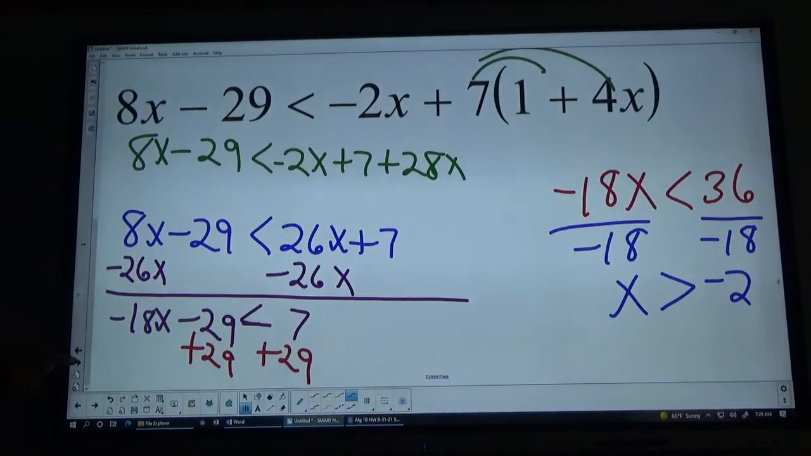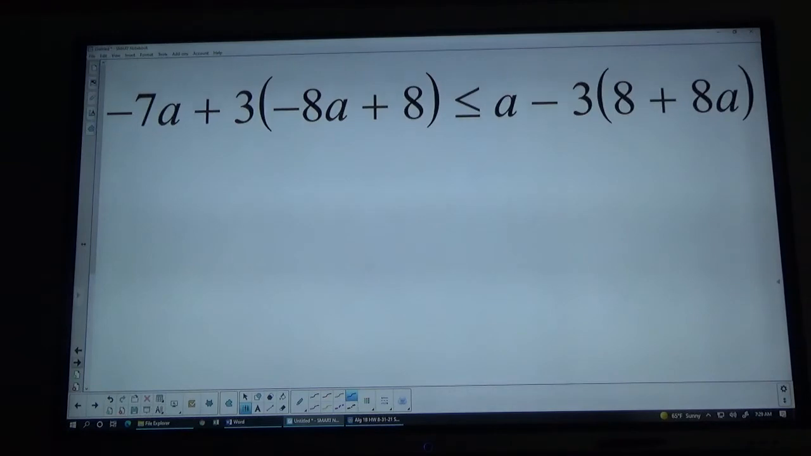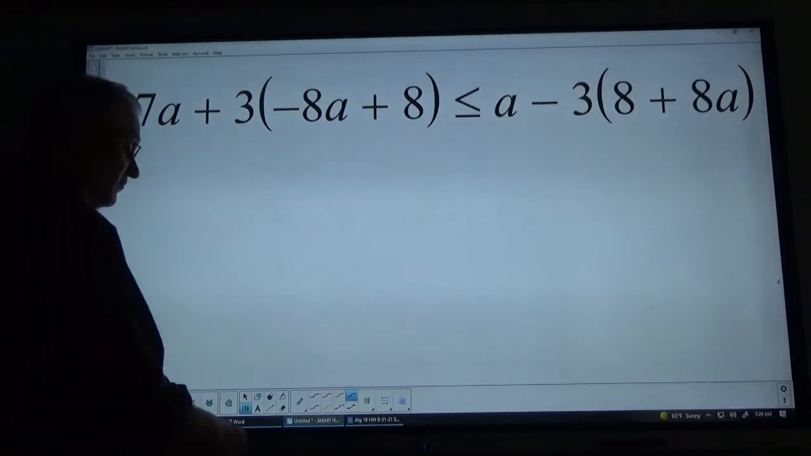Take a look at our last one. Give this one a try, see what you can do. All right, I'm going to attempt this one now that you've unpaused it.